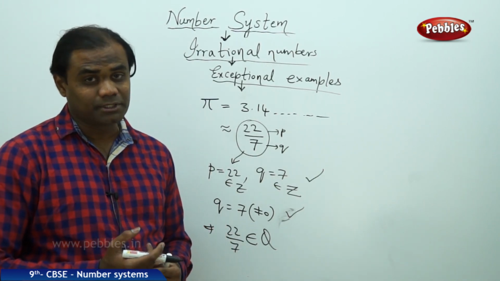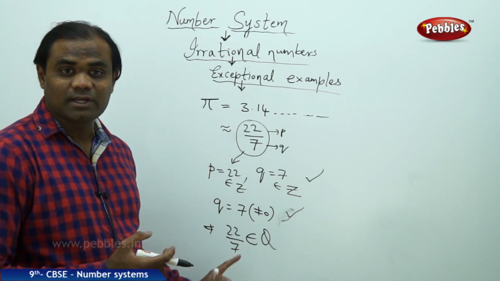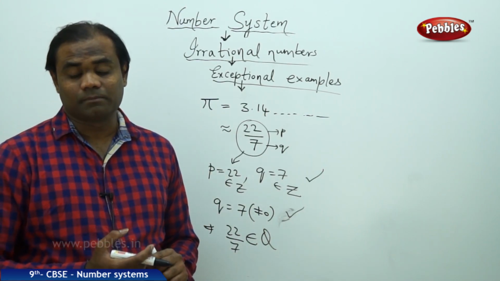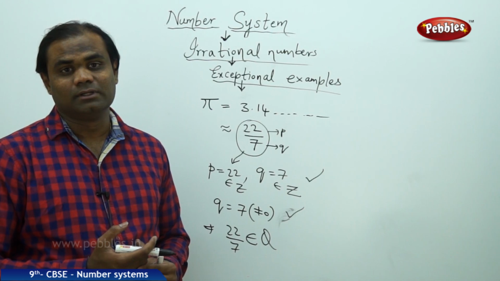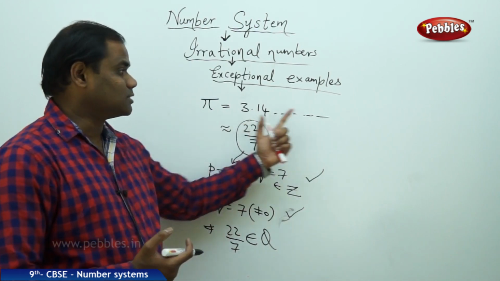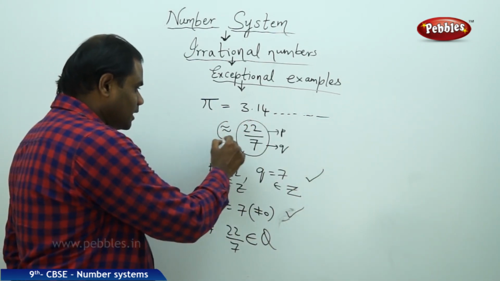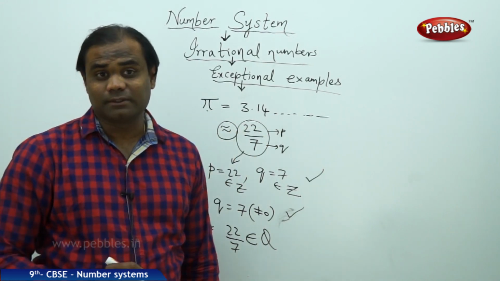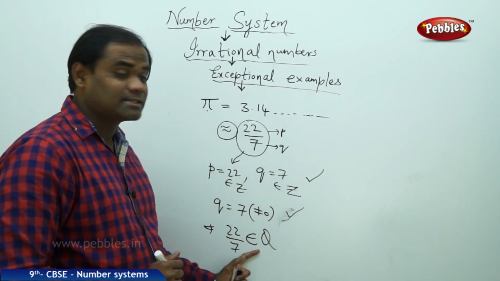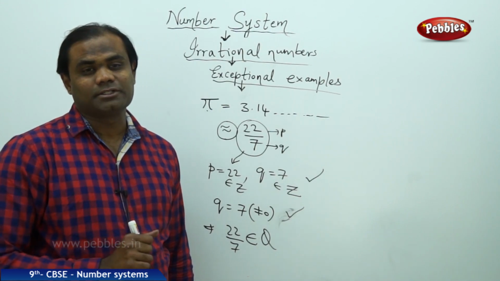But this is an exceptional irrational number. Though it passes through the test of 22 over 7 being p over q, that cannot make pi a rational number, because pi is a mysterious number which has its value unending. Because we cannot predict it, we only take the approximation of pi as 22 over 7, but it is not exactly equal to 22 over 7, and therefore this is not exactly a rational number. It is an exceptional irrational number.